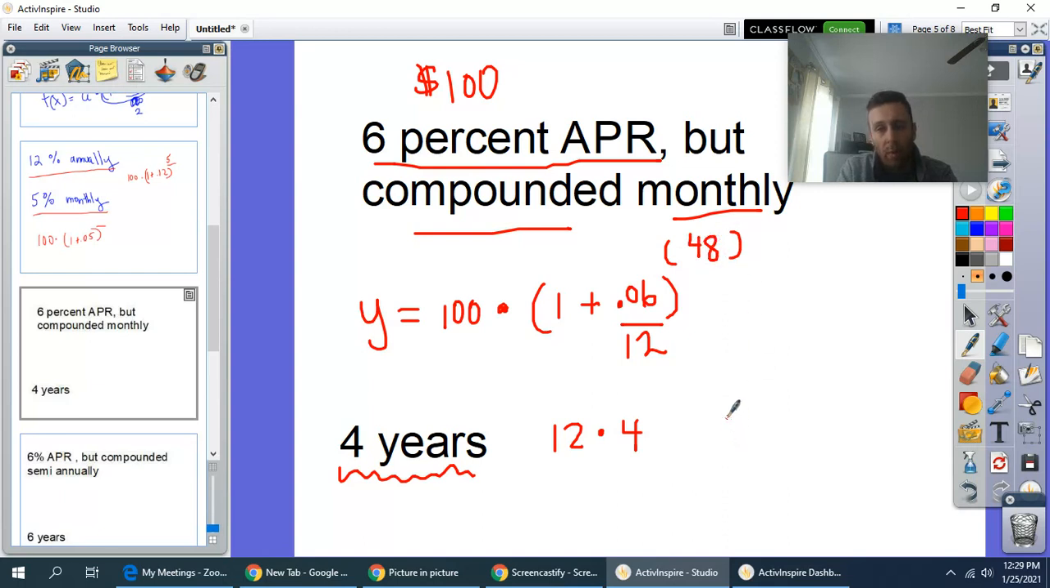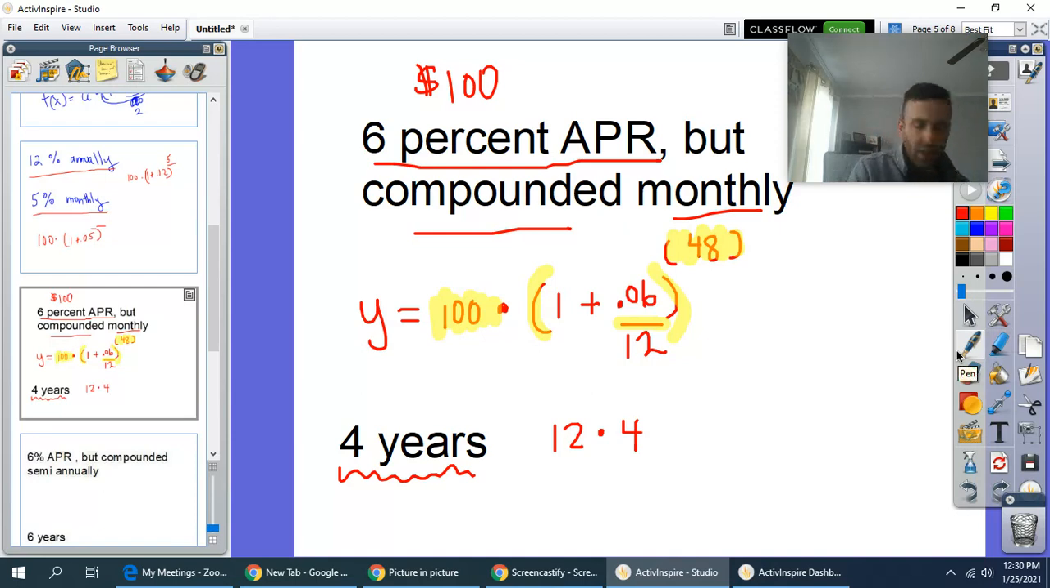Now, reminder, make sure that you follow the order of operations in solving this problem. The first thing is you've got to do the parentheses. So first of all, we're going to do 1 plus 0.06 divided by 12. Your calculator will know to divide by 12 before adding the 1. But if you really are concerned, you could always do 0.06 divided by 12 and then add 1 to it. And that gets you your growth rate. That's what you're going to be multiplying by. Then do it to the 48th power and then do it times 100. Okay? So that is how you're going to get your answer.